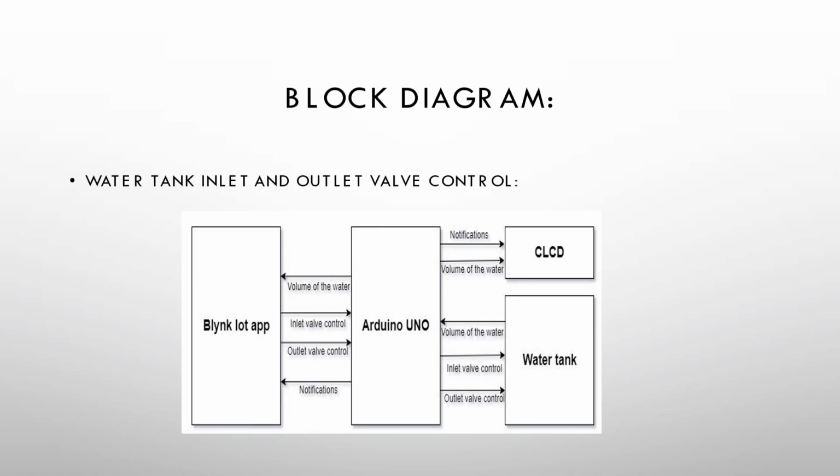As I already mentioned, this is a block diagram related to the water tank inlet and outlet valve control. Here also we can clearly see the water tank, the LCD, and the Blynk IoT app connected to the Arduino UNO board, where the volume of the water will be measured and the instructions given to the Arduino UNO board. All the notifications will be shown in the LCD, and the volume of the water is also shown.